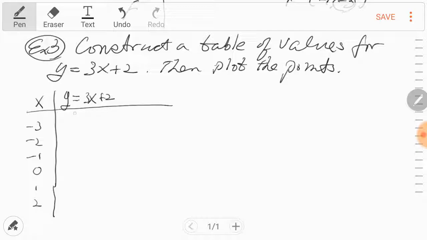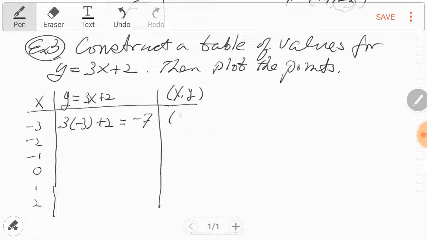Then for each value of x, we can find y. So how do we find y? Just substitute the x values for x in this y expression. So the y value is 3 times -3 plus 2. Then this is equal to -9 plus 2, so -7. Then what is the xy coordinate? I mean the ordered pair. The ordered pair will be when x equals -3, y is -7.